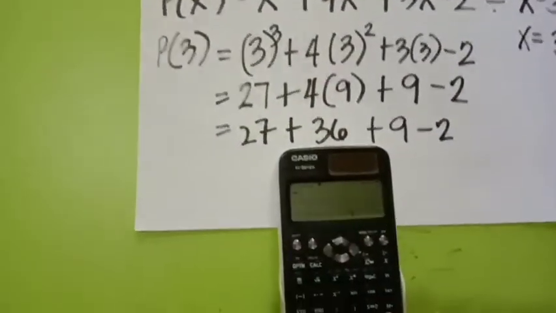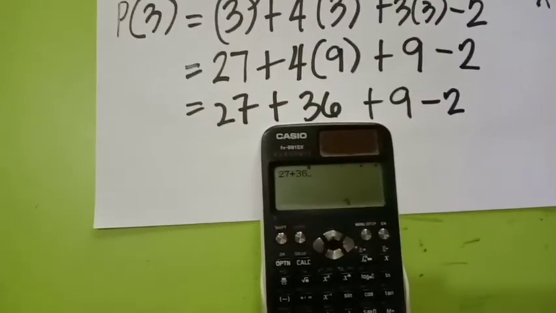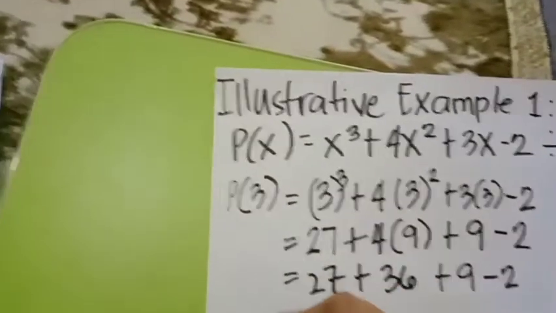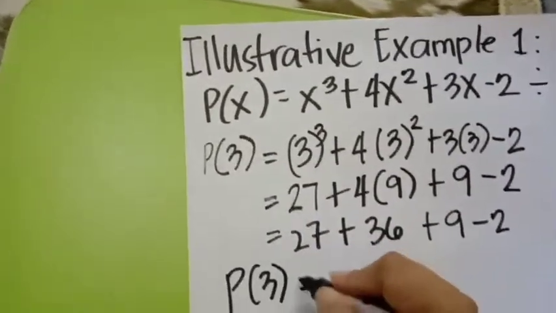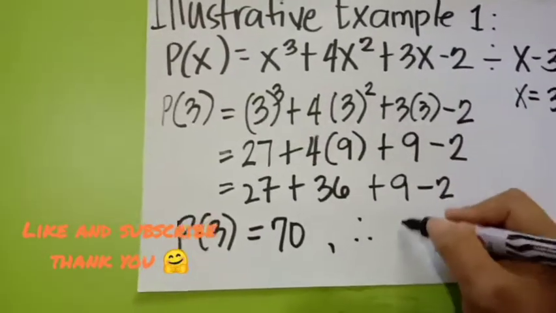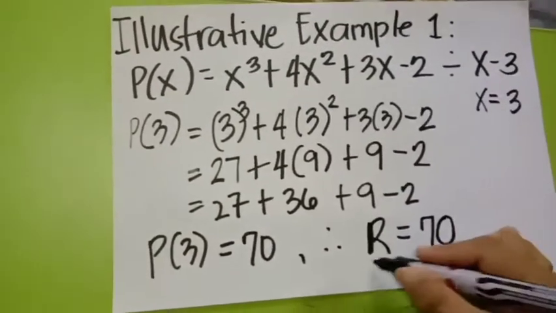Gamit tayong calculator. 27 plus 36 plus 9 minus 2. The answer is positive 70. So, P of 3 is equal to 70. Therefore, the remainder R is equal to positive 70.